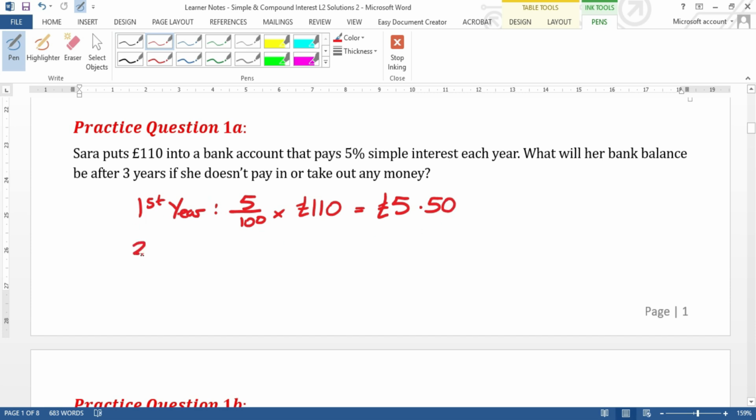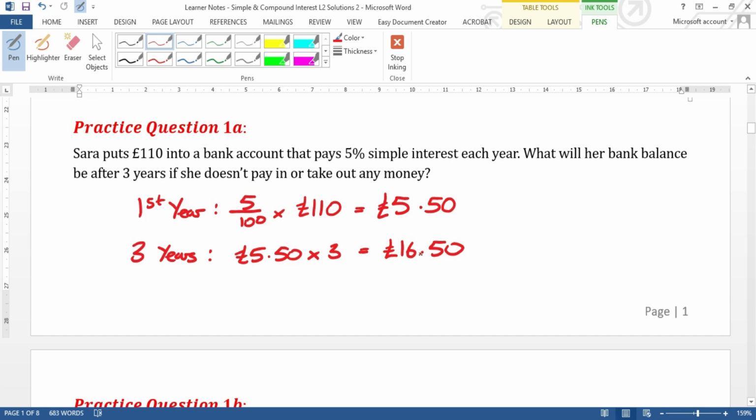So after 3 years, we'll have to do £5.50 times by 3, which gives me £16.50. Again, I had to put the 0 in myself. And let's just double check which one was asking for. This one is asking for her bank balance, so not the interest.